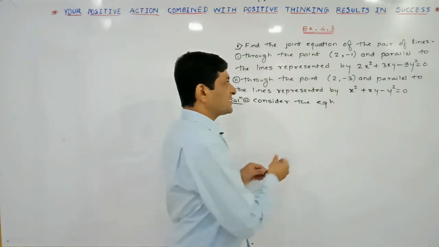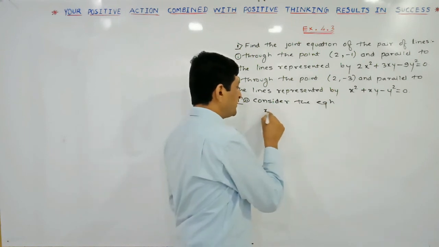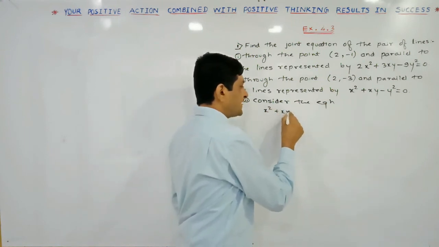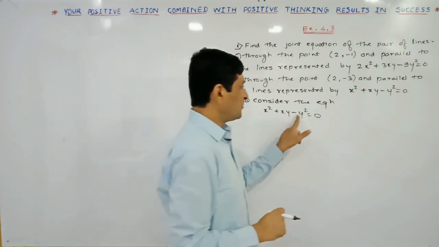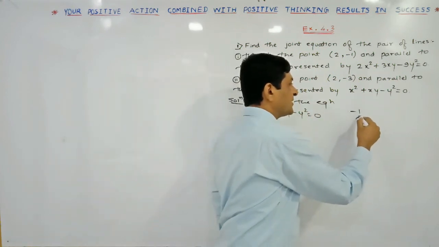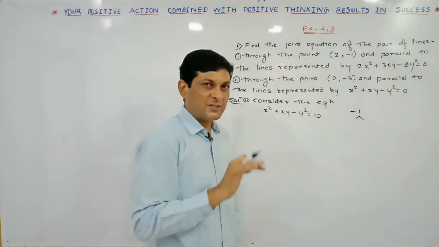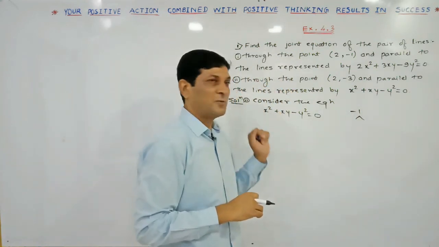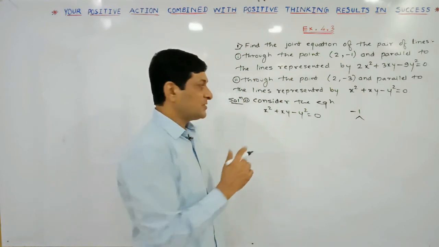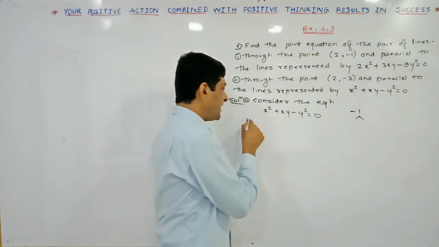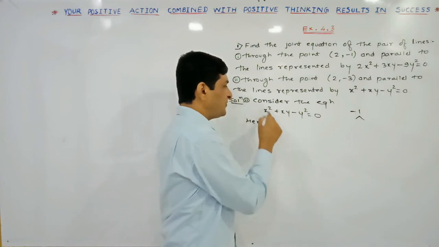In this case, first consider the given homogeneous equation x square plus xy minus y square is equal to 0. Here we can observe that 1 into minus 1 is equal to minus 1, and it is not possible to find out factors of minus 1 such that addition is 1 here. Means factorization method is not applicable.